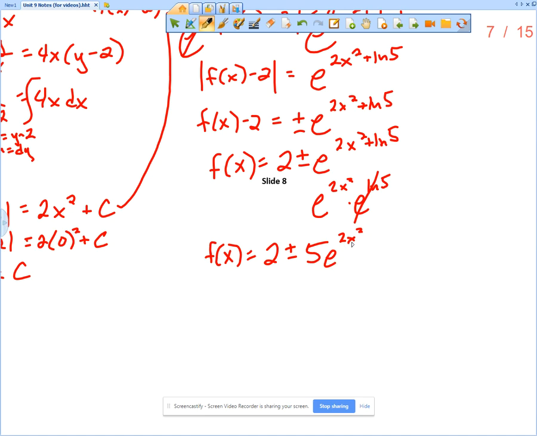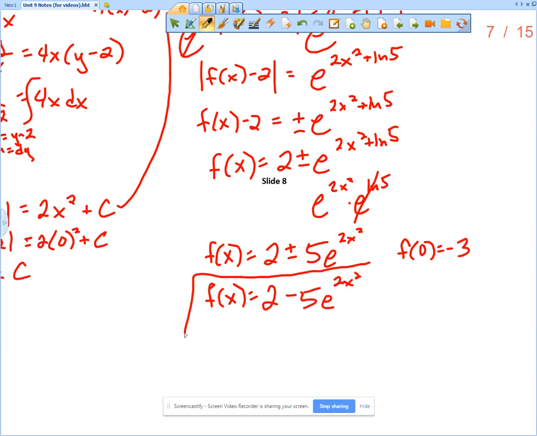So if x is 0, then what? e to the 0 is 1. So 2 plus 5 or 2 minus 5. So remember, f of 0 was -3. Therefore, f of x is 2 minus 5e to the 2x squared, right? So that is our answer, right?